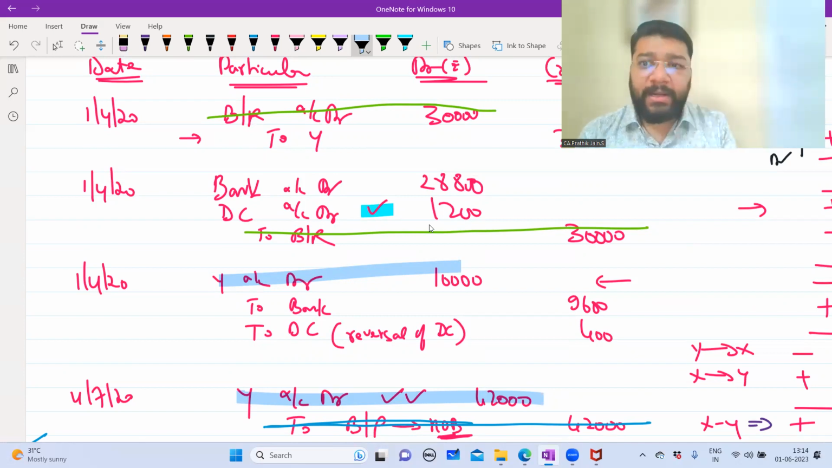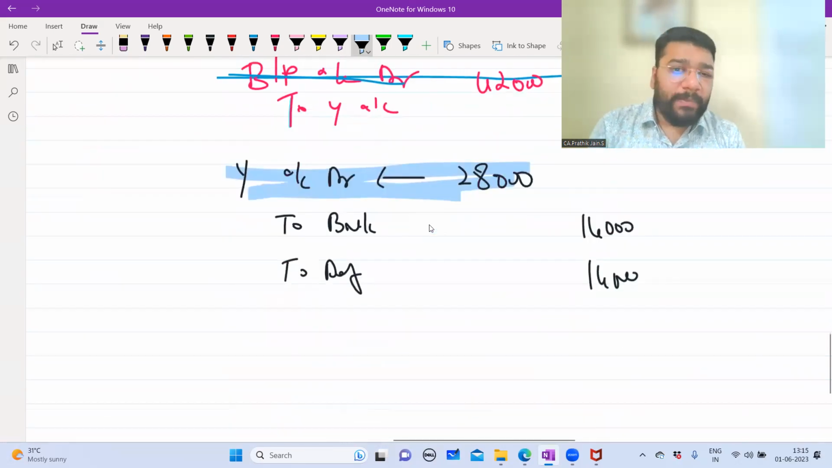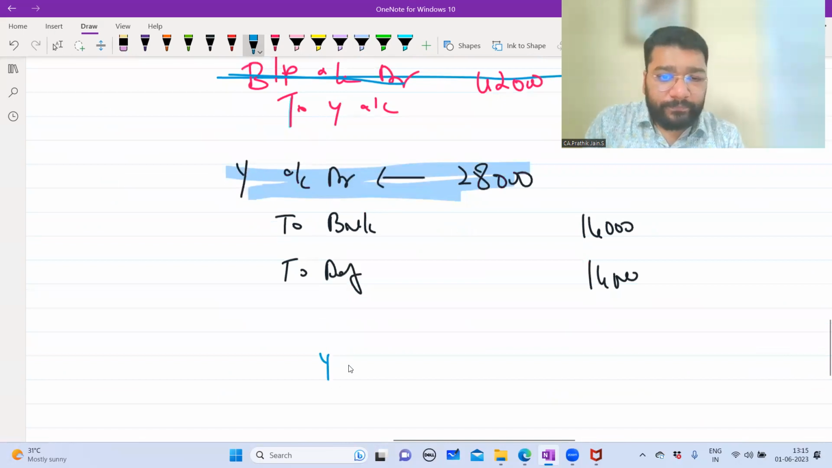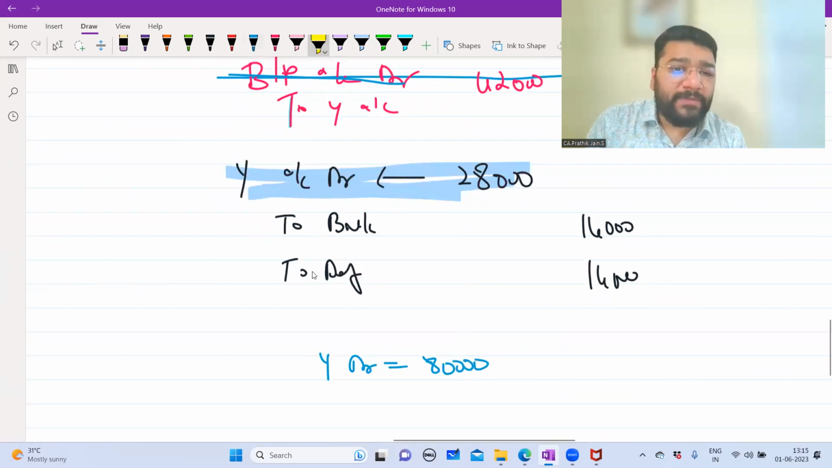Where in the journal entry you have debited Y, take that amount and add all the debits. All the debit of Y, please add it. How much? 80,000. Now at so many places we have credited Y.